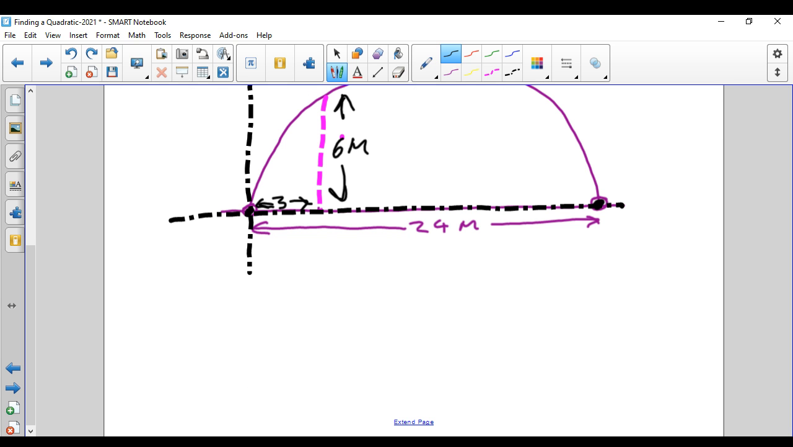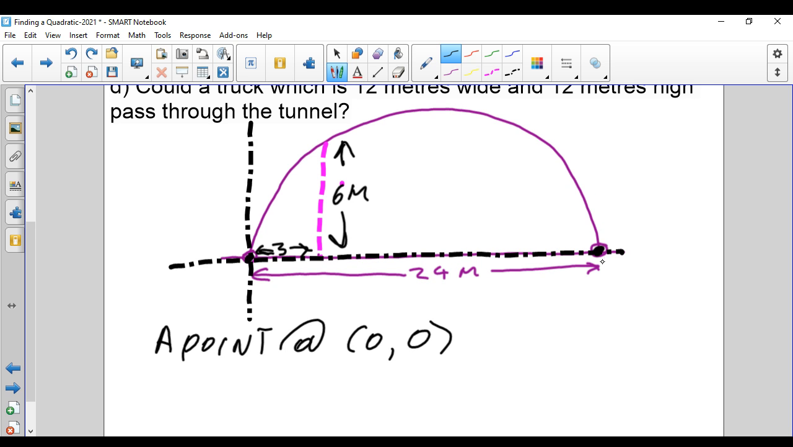Well, obviously, if I'm at the origin, one point on the line would be at the origin of (0, 0). But how about the second point over here? It's 24 meters along the x-axis, but sitting still on the x-axis. Wouldn't that also be (24, 0)?